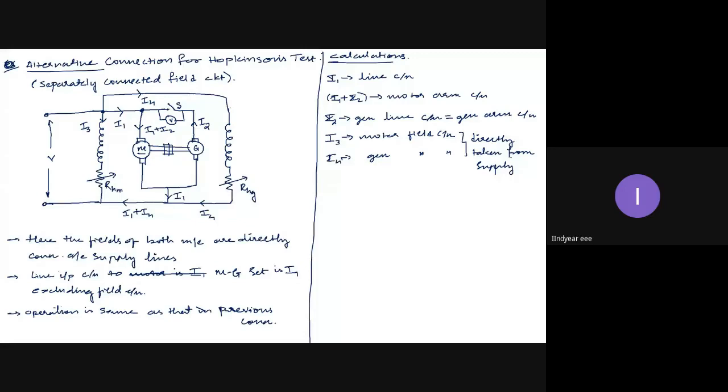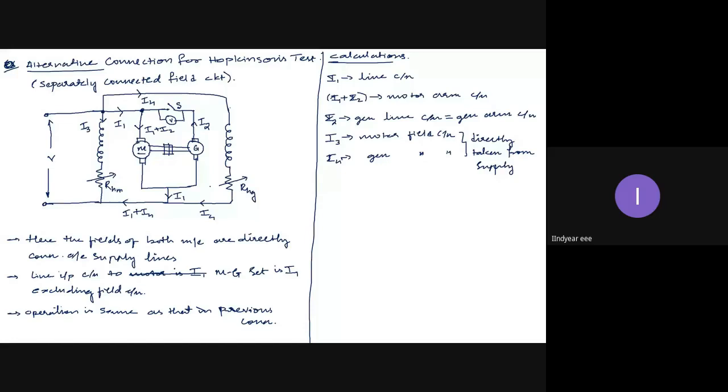Now, because they are directly taken from the supply, they will not form part of the stray losses, because they are directly fed from the supply. So the losses will come into picture in the MG set only when the line current is entering the MG set. After the field connections, whatever losses are occurring are stray losses and copper losses in the machine. But it doesn't mean that I should neglect the copper losses of the field. That has to be taken at the end when calculating. That is important. So while calculating the stray losses, we will not consider the field copper losses of motor and generator as they are directly fed.